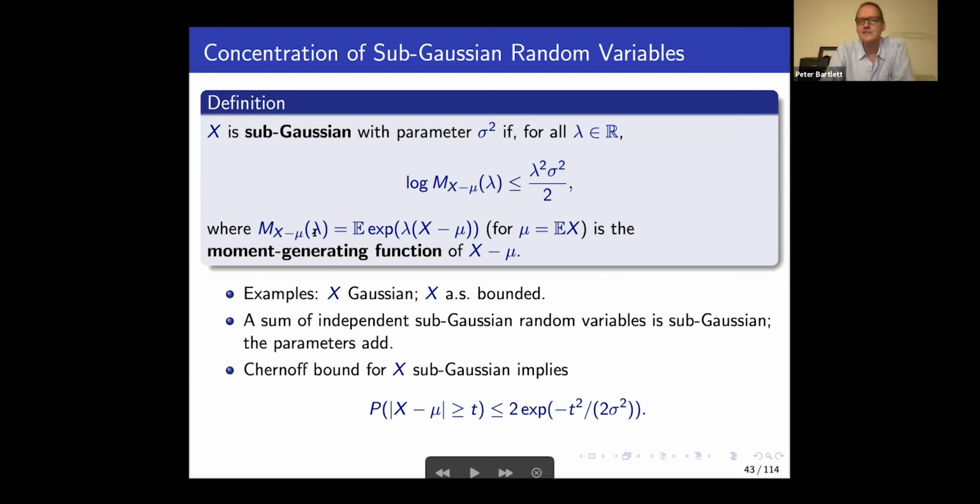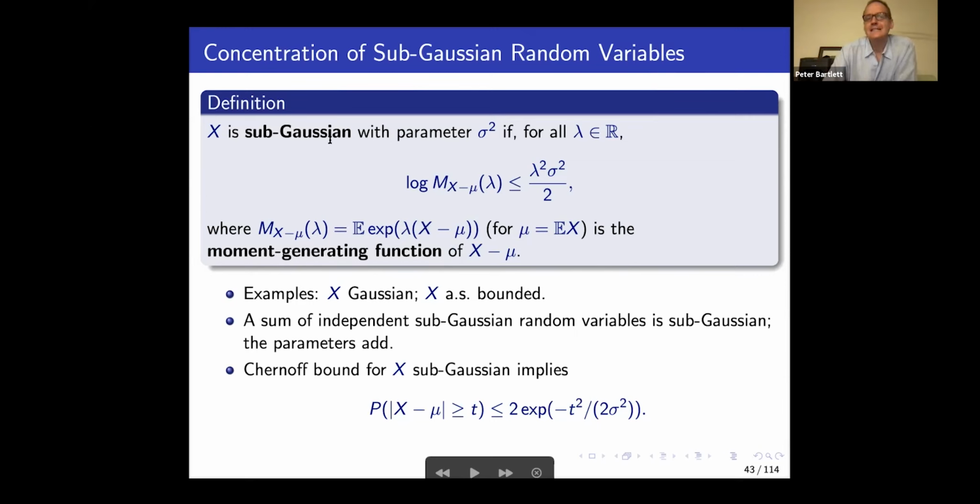Moment generating function is a function of this real number lambda. It's the expectation of e to the lambda times this centered random variable. So that's the moment generating function, because the derivatives at 0 of this thing, derivatives with respect to lambda, the various derivatives give you the various moments. So expectation of x to some power, of centered random variable to some power.